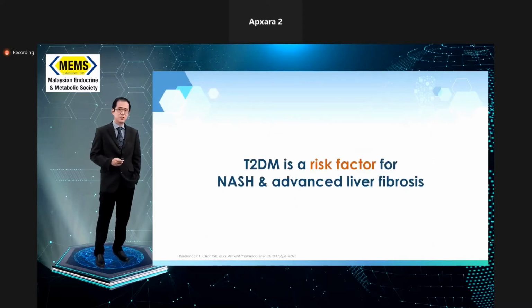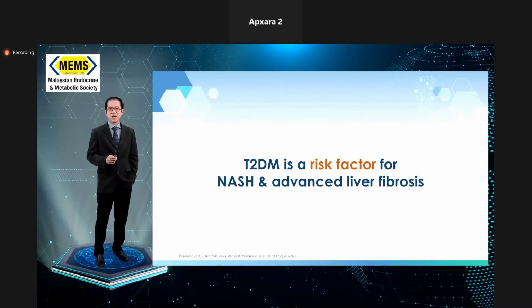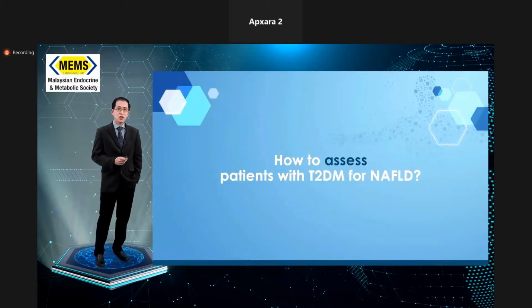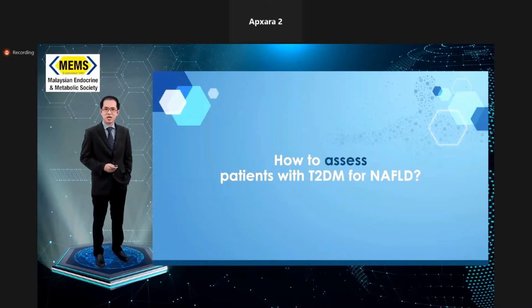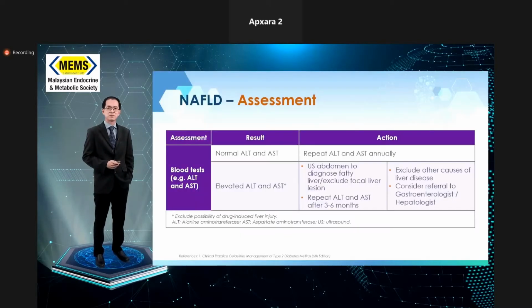Ladies and gentlemen, you can see that Mafauzy is highly prevalent among patients with type 2 diabetes mellitus, and type 2 diabetes mellitus is a risk factor for more severe Mafauzy. This is why Mafauzy is important among patients with type 2 diabetes mellitus. So how do we assess patients with type 2 diabetes mellitus for Mafauzy?